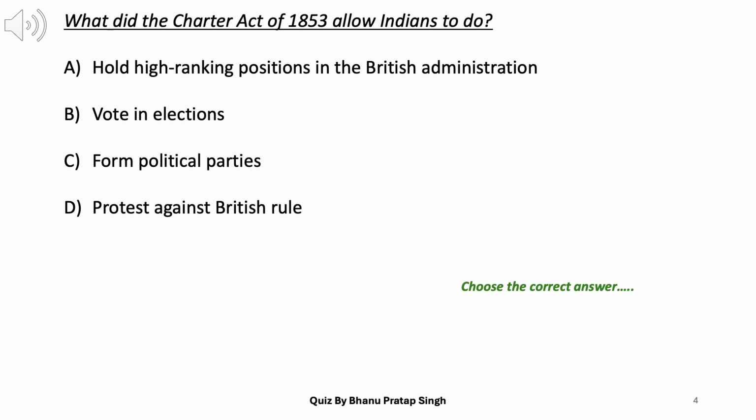4. What did the Charter Act of 1853 allow Indians to do? A. Hold high-ranking positions in the British administration. B. Vote in elections. C. Form political parties. D. Protest against British rule.